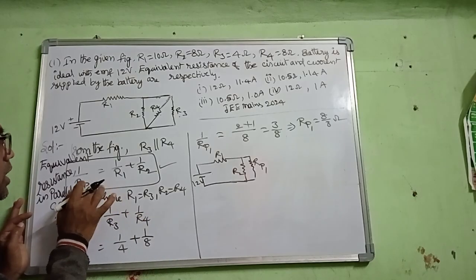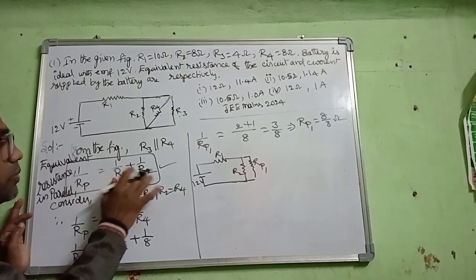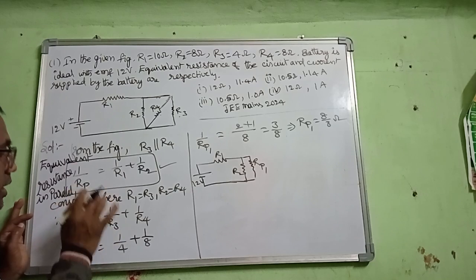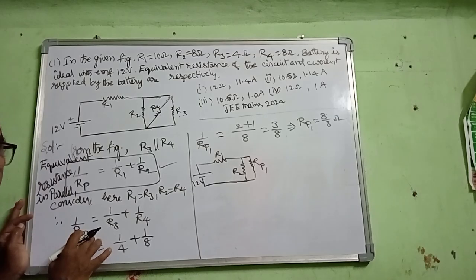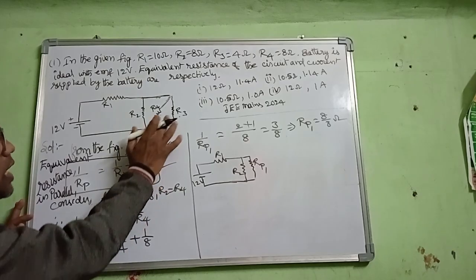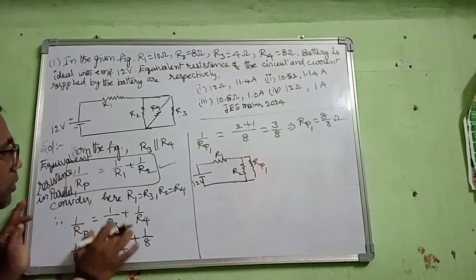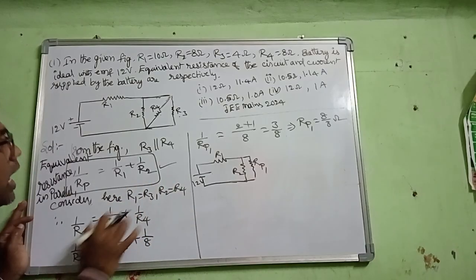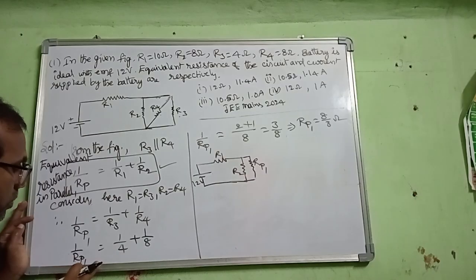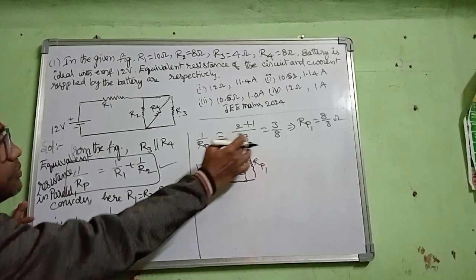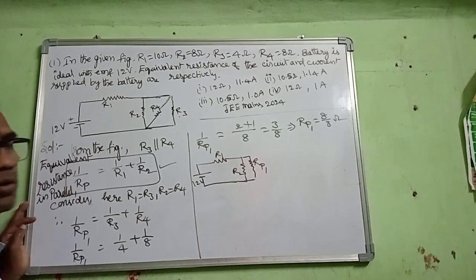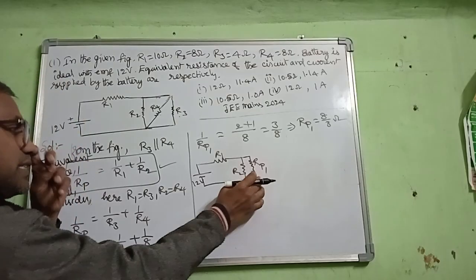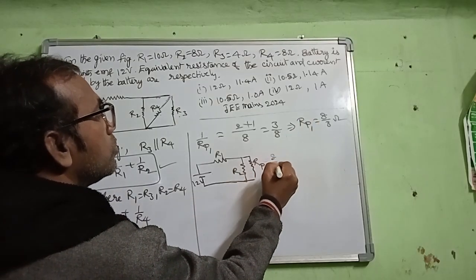So in parallel connection, what is the resultant or equivalent resistance? 1 by Rp equal to 1 by R1 plus 1 by R2. So this is the formula. Rp1 is the resultant equivalent resistance when the two resistors R3, R4 are connected in parallel. So 1 by Rp1 equal to 1 by R3 plus 1 by R4. On substitution, R3 equal to 4 ohm, R4 equal to 8 ohm, 1 by Rp1 equal to 1 by 4 plus 1 by 8. Take LCM, so 3 by 8. Therefore Rp1 equal to 8 by 3 ohm.